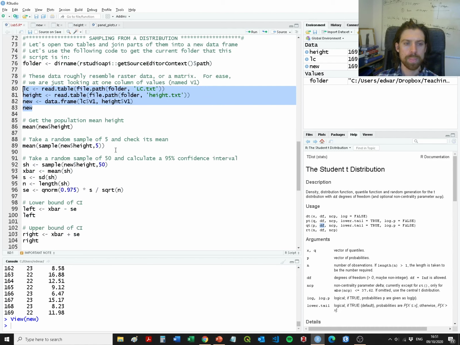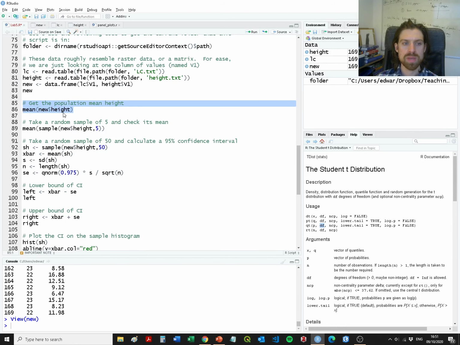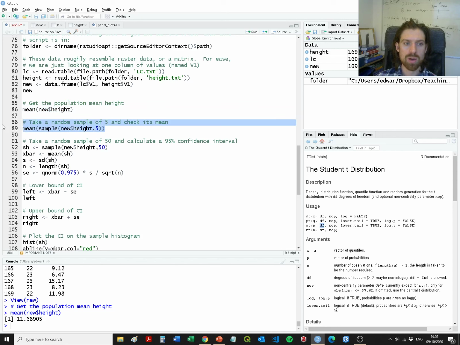Now what we want to do is get the population mean from the data frame, just the height mean, essentially. It's printing here, so it's about 11.68905 meters on average across that one variable that we've pulled out. And now we're able to take a sample of, say, 5 data points at each draw from the variable.